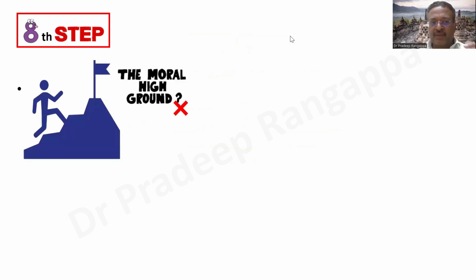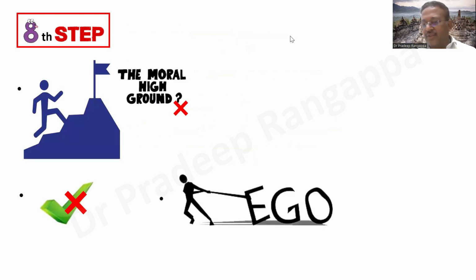So the eighth step is abandoning the moral high ground. When you are engaged in resolving the conflict, we cannot stick to our high moral ground. We have to come down from the moral high ground and not stick to our point of view, which may be correct. So never keep repeating that what you did was the right thing.